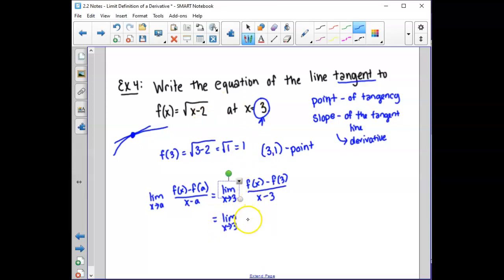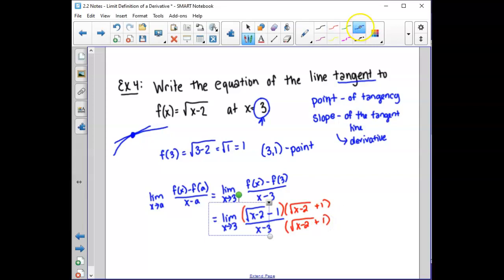Our f of x is the square root of x minus 2. F of 3, if we plug in 3, which we really already did right here, was 1. So we subtract 1 all over x minus 3. Now we have a limit that we need to solve. To solve this one, we're going to have to multiply by the conjugate. So we're going to multiply by the square root of x minus 2 plus 1 in the numerator and the denominator.